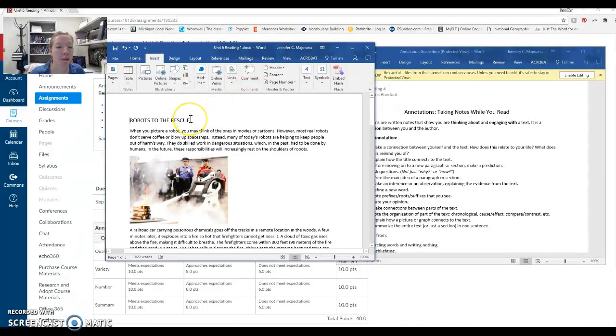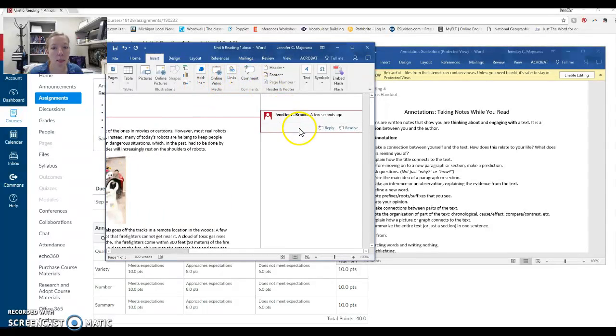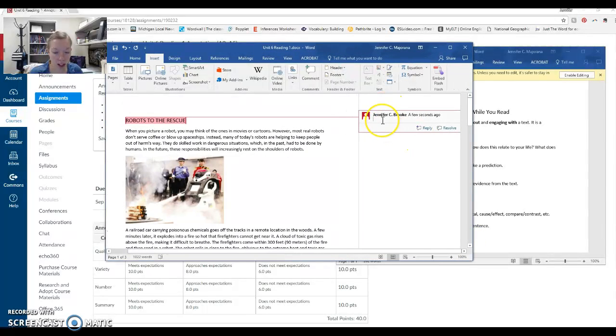Okay, so the first thing I'm going to do is look at the title, and I'm going to make a prediction about what this article is going to be about based on the title. So highlight the title, click Comment. Okay, it gives me a little box here to write in. So I'm going to say prediction. This article will give a positive perspective on robots. And the reason that I think that is because this word rescue has really positive connotations. It's a good thing. Okay?